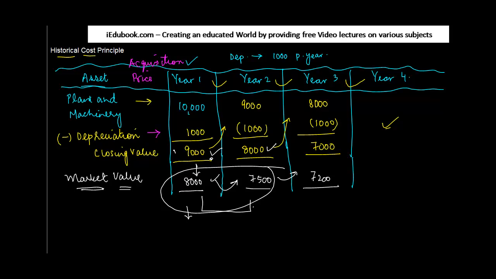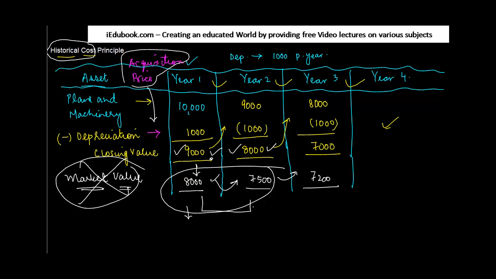In the books of account, what continues is the historical cost. So historical cost implies that you carry on the asset based on the price paid to acquire this asset, less any depreciation which might be there in case of depreciable assets. We completely ignore the market value. And what is the reason for this?